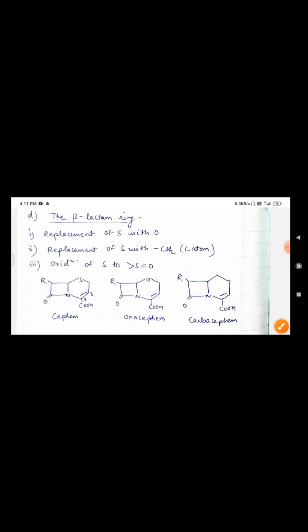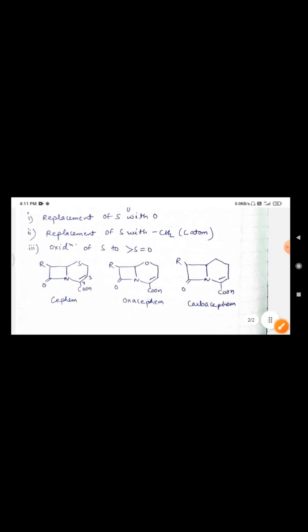Secondly, the replacement of sulfur with carbon atom or the CH2 group results in the carbacephem. This is the carbacephem in which the sulfur is replaced with carbon, and these carbacephems have greater chemical stability and a longer half-life.